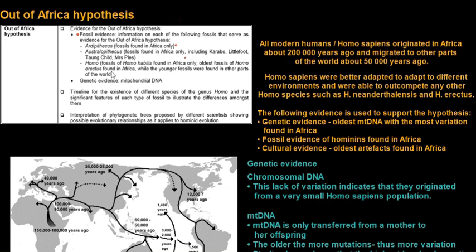The oldest fossils of Homo erectus were found in Africa. Remember, Homo erectus were the ones that were able to move out of Africa, and the younger fossils were found in other parts of the world.